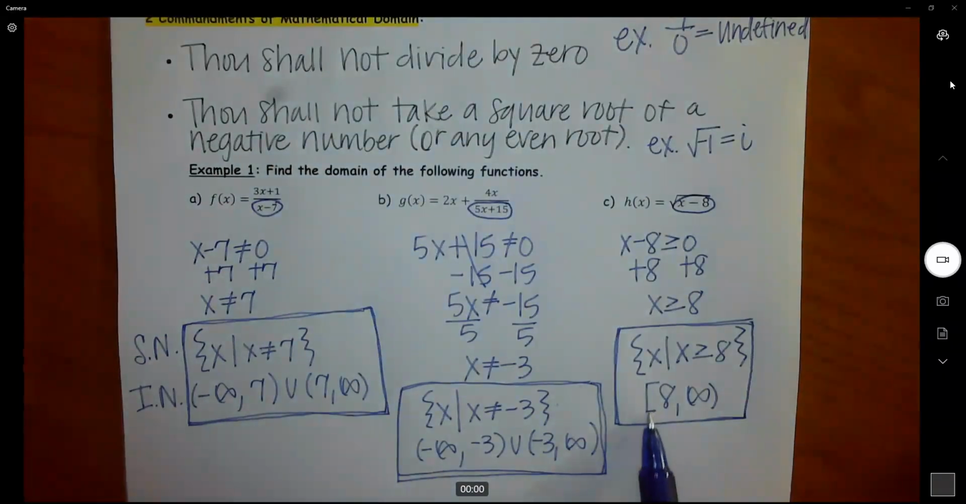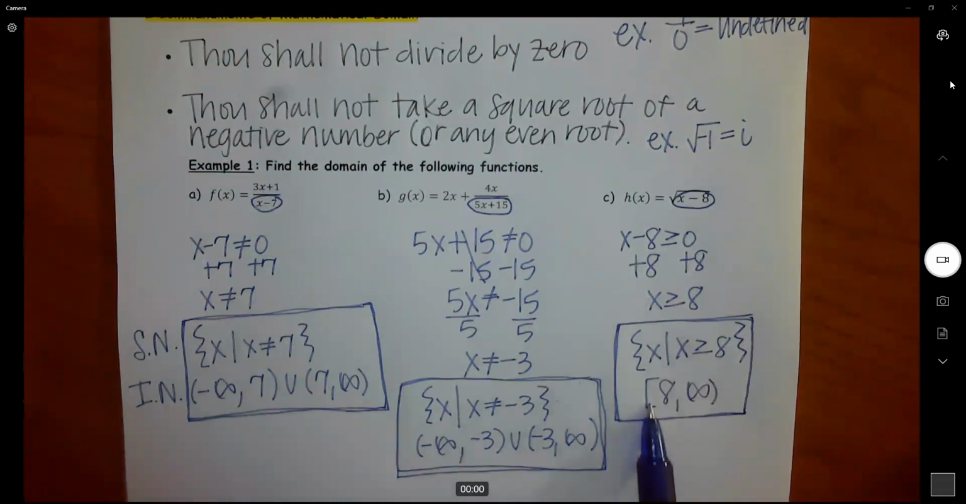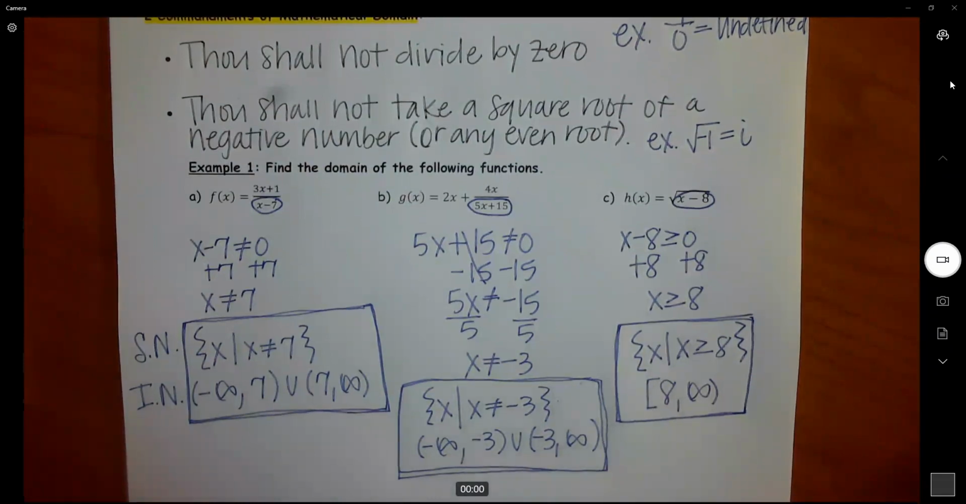We have a bracket here this time because now it's greater than or equal to 8. So we need to include 8 in our solution here. So bracket means that 8 is included.